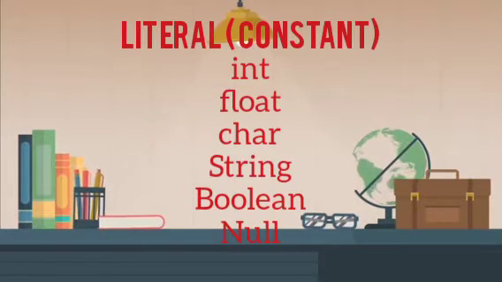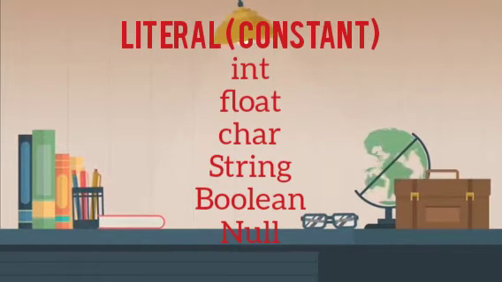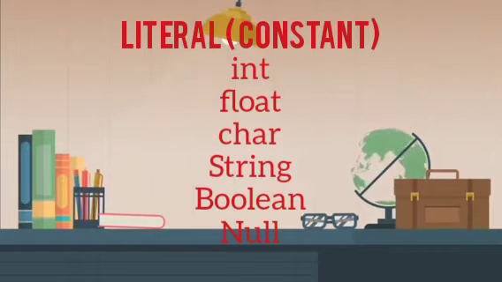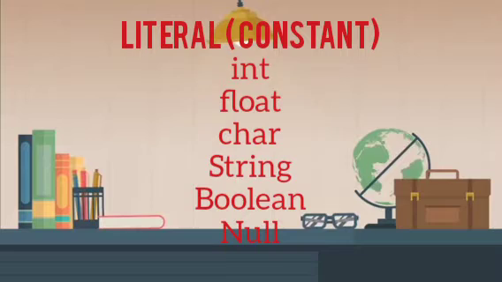First one is literal. Literal is also known as constant. That is a fixed value that cannot be changed. Literal or constant is the fixed value that cannot be changed. And then literals are divided into 6 types: integer, real, character, string, boolean, null.